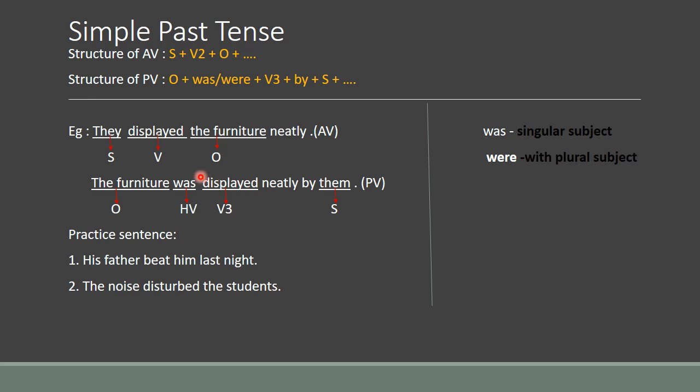The furniture was displayed neatly by, I have added they, the subjective form of the pronoun. When you change this they to the objective form, it should be changed to them. So I have added them. So, the furniture was displayed neatly by them. Practice sentences I have given. You can try it at home.